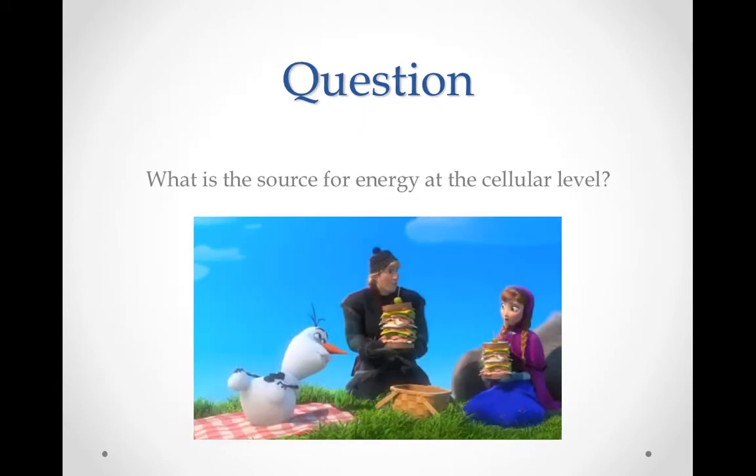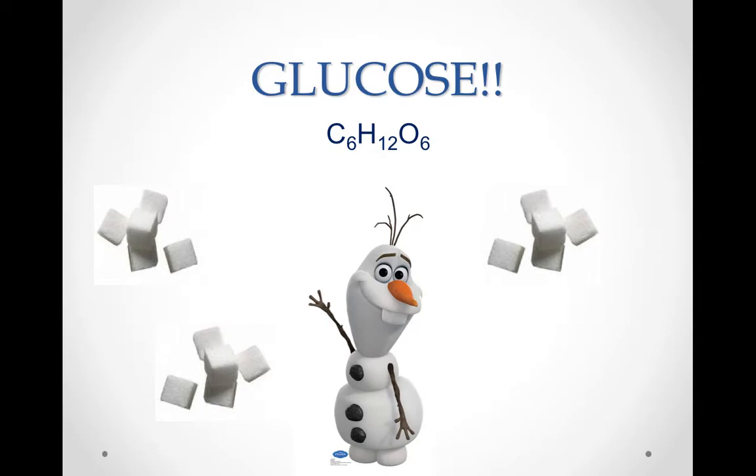Now the question is, what are we trying to get into the cells so they can convert it into energy? Well, the answer is glucose, C6H12O6. We're trying to get that molecule inside so that we can create ATP from it. So how do we get it inside?